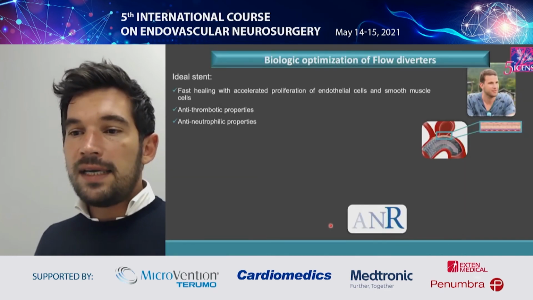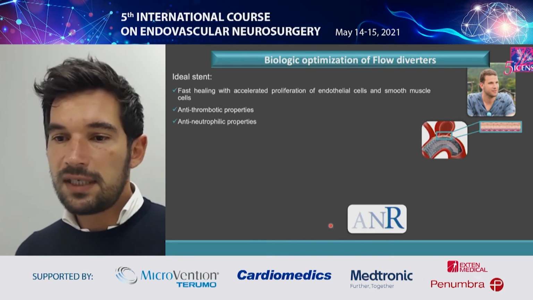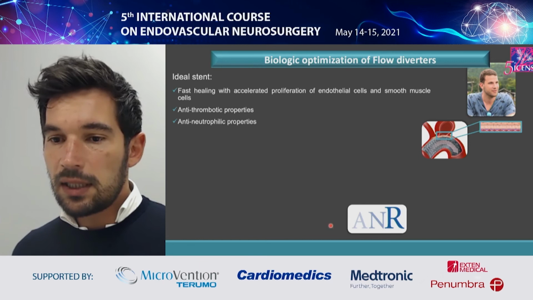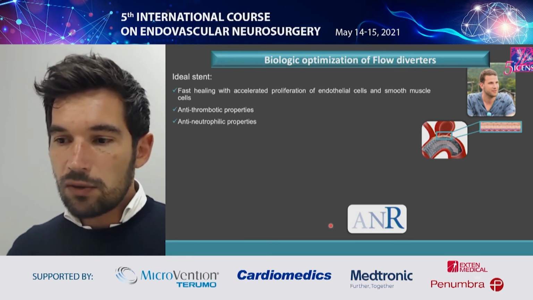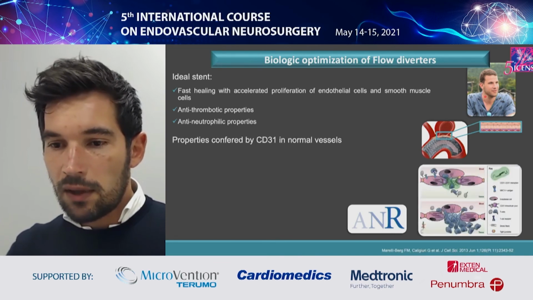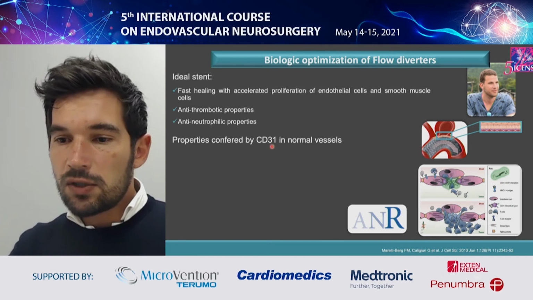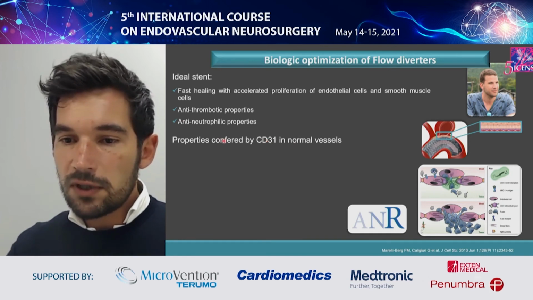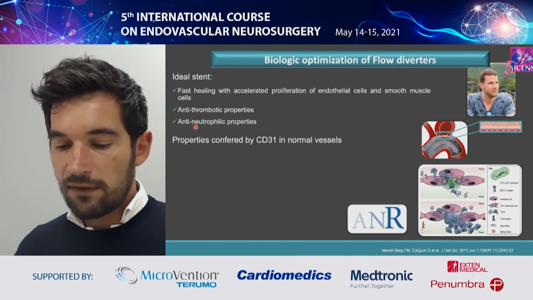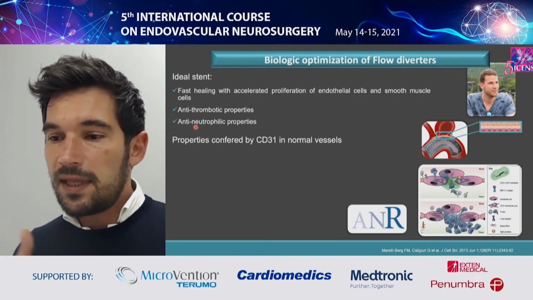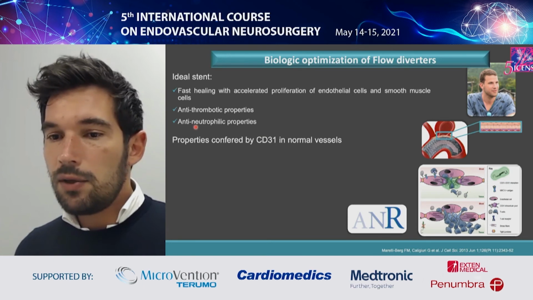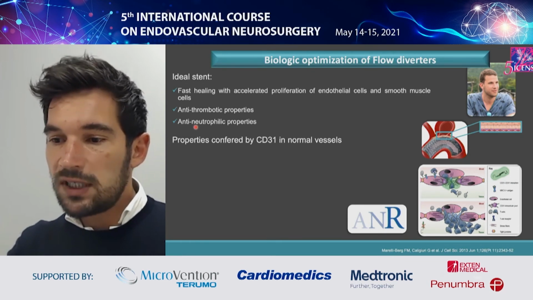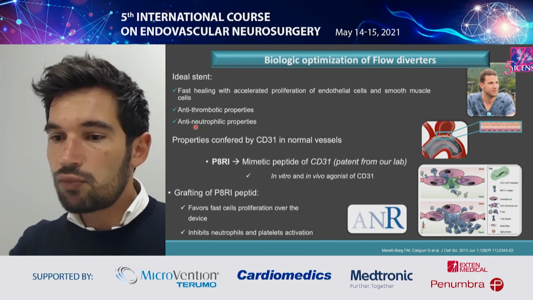So the ideal flow diverter should have fast healing with accelerated proliferation of endothelial cells and smooth muscle cells. It should have anti-thrombotic properties and anti-neutrophilic properties. Here is work that we did with Jonathan Cortez in our lab in Limoges, using CD31. CD31 is a protein at the level of the endothelial cells, which confers all those properties to normal vessels. If you have a normal vessel injury, this will be fast healing. There will be no thrombotic activation and no neutrophilic activation. So if we put CD31 at the level of the stent, maybe we could prevent this activation.